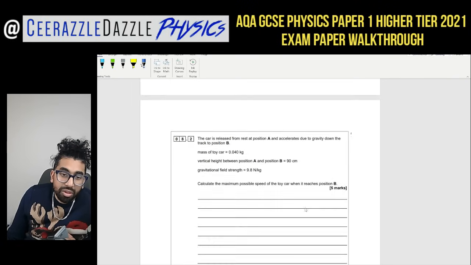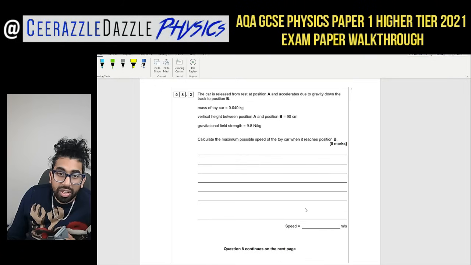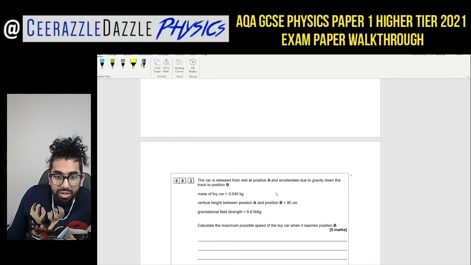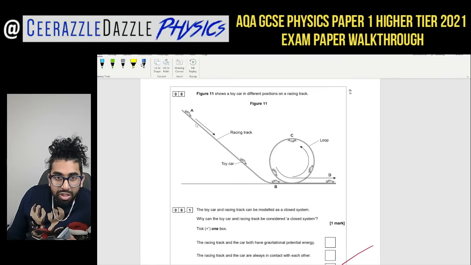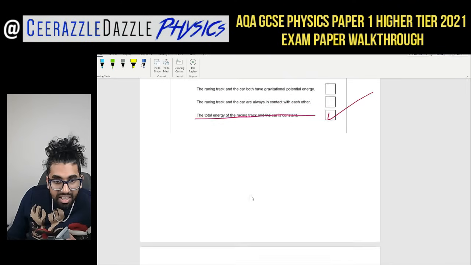Next one, let's go for 8.2. The car is released from rest at position A and accelerates due to gravity to position B. The mass of the car is this. The vertical height between A and B is this. Gravitational field strength is going to be that. First of all, we know that the car has gravitational potential energy, but as it falls down, it converts that gravitational potential energy into kinetic energy.